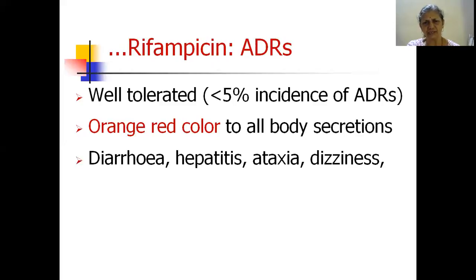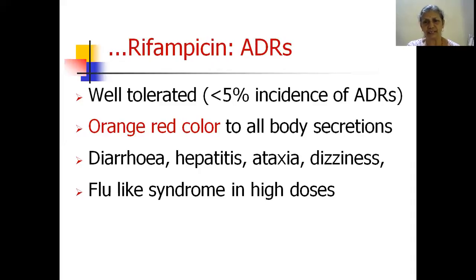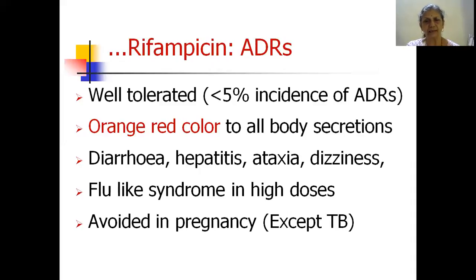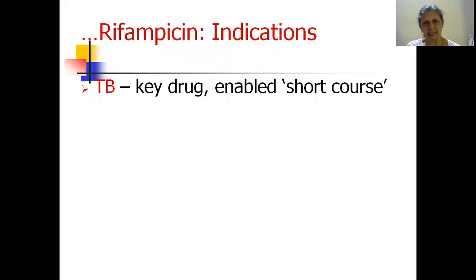It can give rise to some problematic adverse effects like diarrhea, hepatitis, ataxia, dizziness. Flu-like syndrome is seen at high doses, and as we discussed, it is otherwise avoided in pregnancy except in tuberculosis. So tuberculosis during pregnancy does include rifampicin as a treatment regimen, but for any other infection and any other indications we talked about, rifampicin would be avoided if the patient is a pregnant lady.